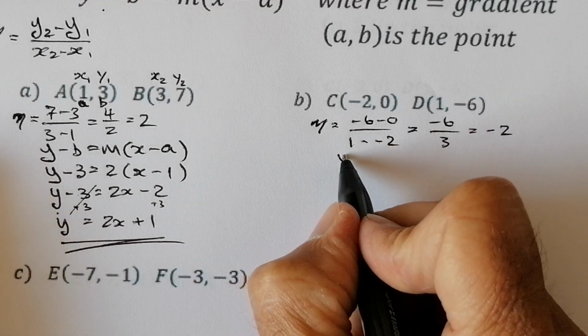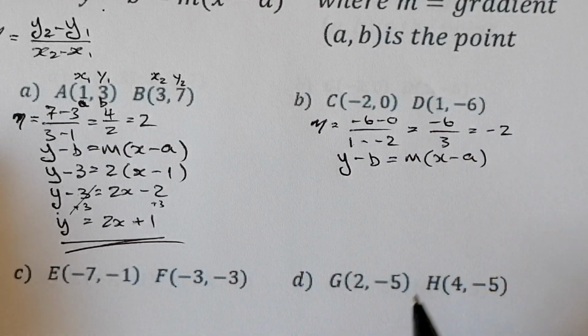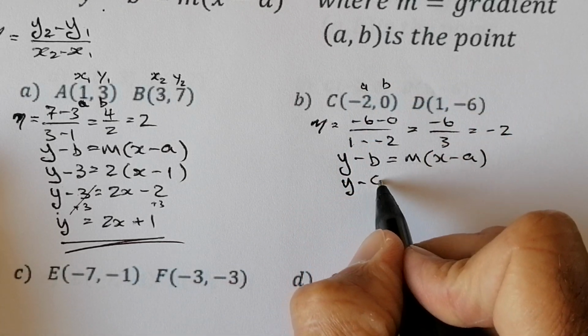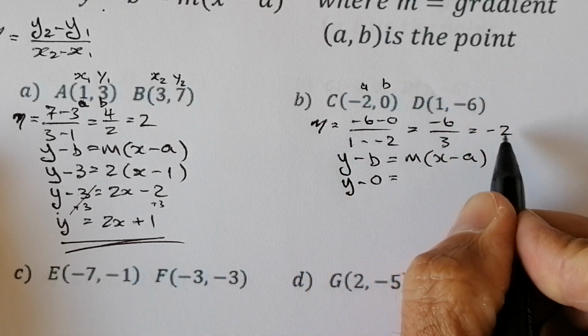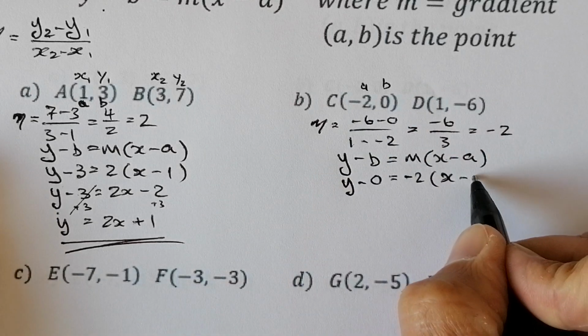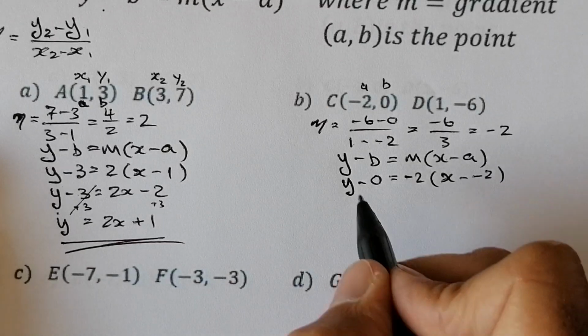From there I'm going to substitute into y minus b equals m(x minus a). I'm going to substitute my b point, so remember I'm going to choose that as a and that as b. Okay, so it's going to be 0 going in there. M is going to be the negative 2, x minus, and a is a minus 2 there. So you've got to be careful with your negative numbers when you see these things that come here.